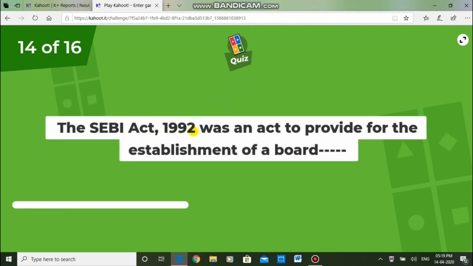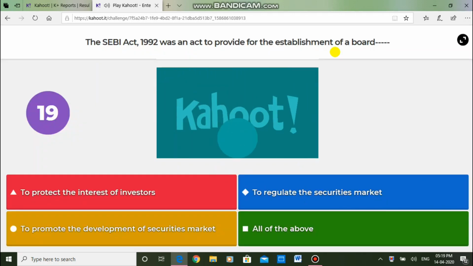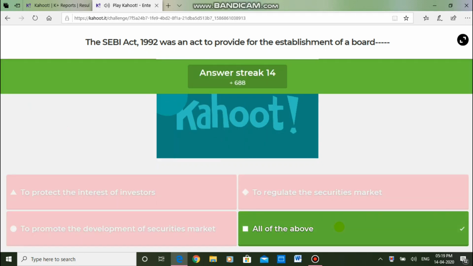The SEBI Act 1992 was an act to provide for the establishment of a board dash: to protect the interest of the investors, to promote the development of securities market, to regulate the securities market, all of the above. Correct answer is all of the above.